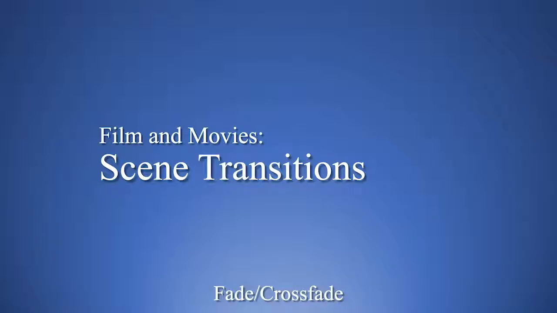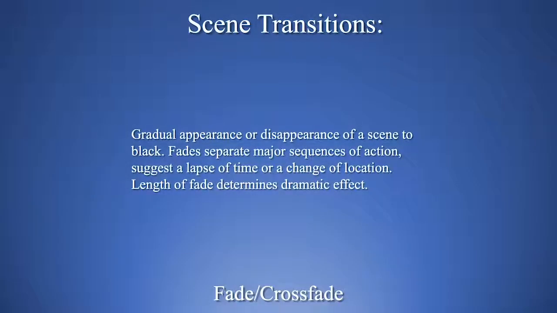Scene transitions: a fade, crossfade. Gradual appearance or disappearance of a scene to black. Fades separate major sequences of action and suggest a lapse of time or a change of location. The length of the fade determines the dramatic effect. A crossfade is basically one fade out and a fade in superimposed, so it just changes gradually from one picture to the other without going to black.